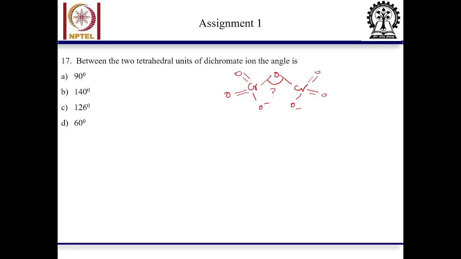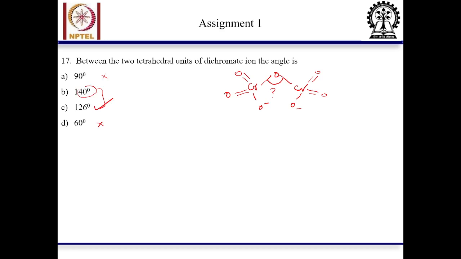Okay, as is obvious, it will not be 90 degrees, that is completely incorrect. 60 degrees is also not possible. So only 126 and 140 remain. 140 is far off, because this looks like 120 degrees. So for this reason you can just say, but it is a memory based question.